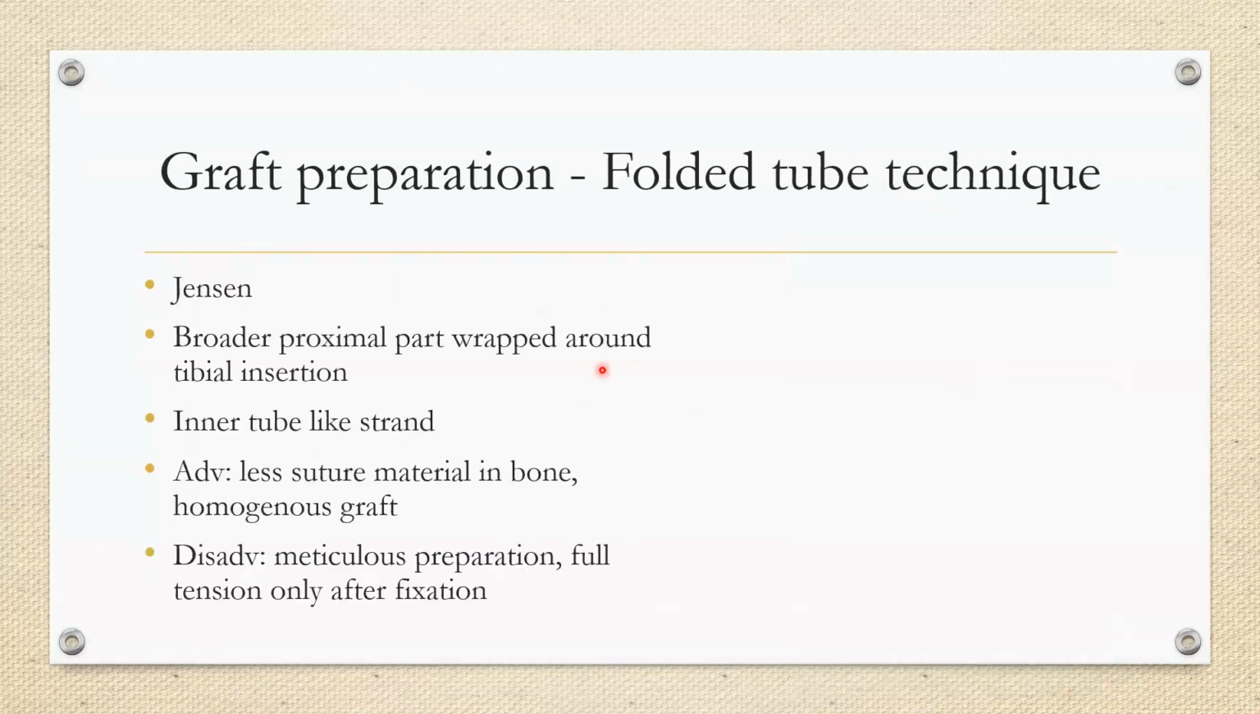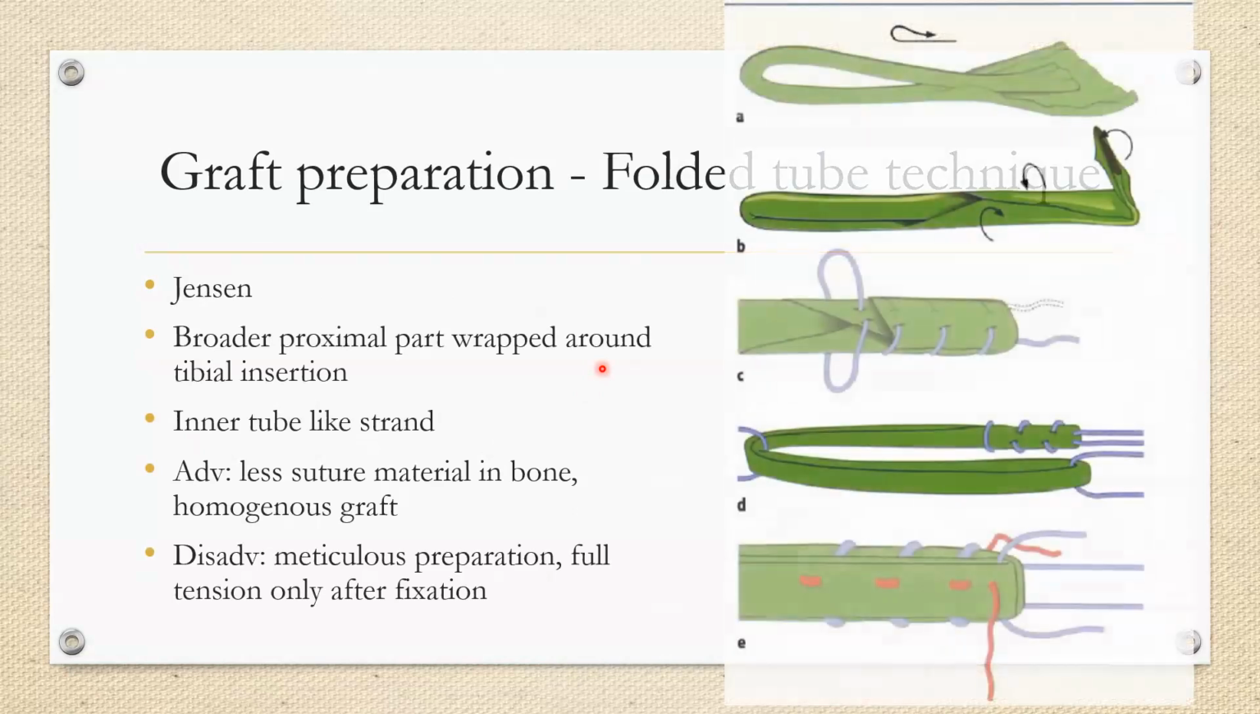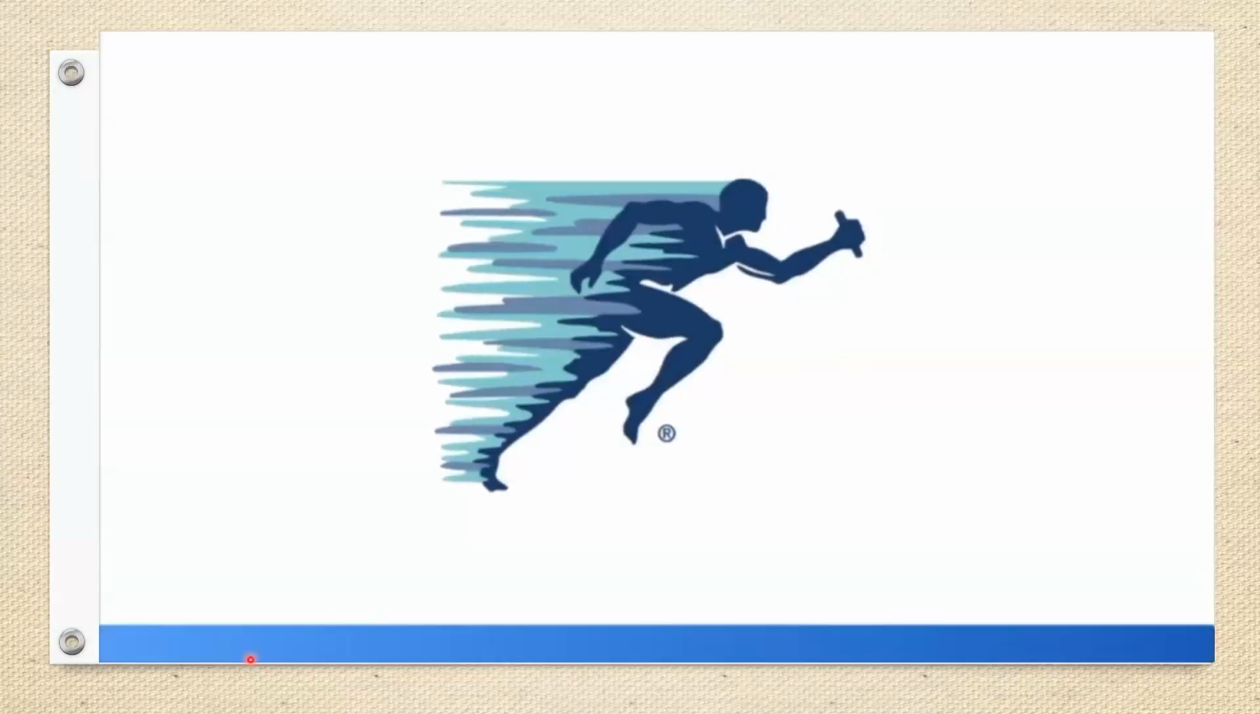This is the folded tube technique, where the broader distal part of the tendon is wrapped around the tibial part, and the broader proximal part is wrapped around the tibial part of the tendon, which is more cylindrical. This is folded and sutured in this fashion. This allows for an inner tube-like strand. The main advantage is less suture material in the bone and a more homogeneous graft. It requires more meticulous preparation, and full tensioning of the graft can be done only after fixation of the graft. So this is a quick video describing the technique.